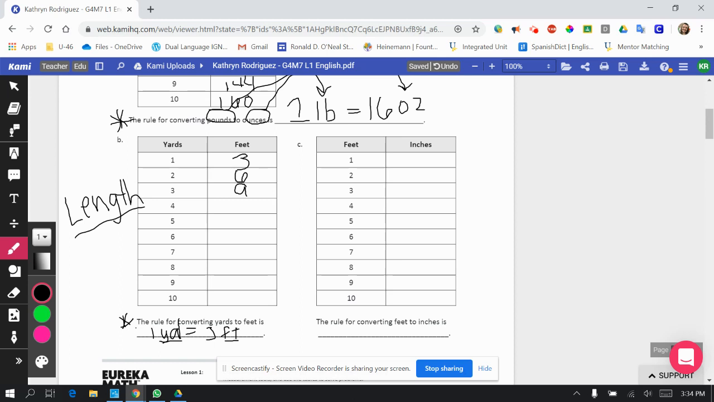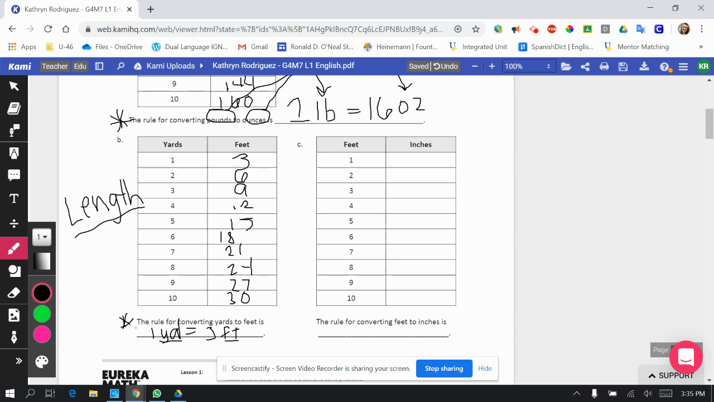And here we go. 4 times 3 is 12. 5 times 3 is 15. 6 times 3 is 18. 7 times 3 is 21. 8 times 3 is 24. 9 times 3, which would be 9 yards times 3 feet, would be 27 feet. 10 yards times 3 feet equals 30 feet. There we have it. On to the next one.